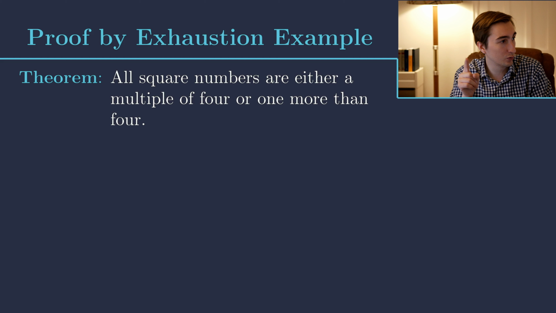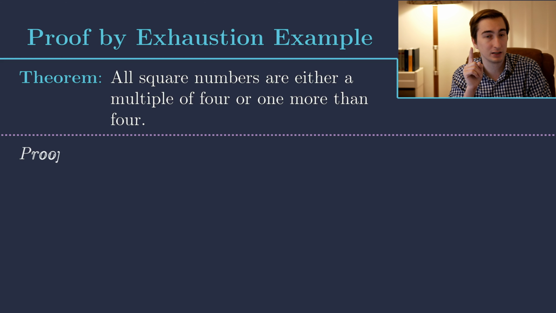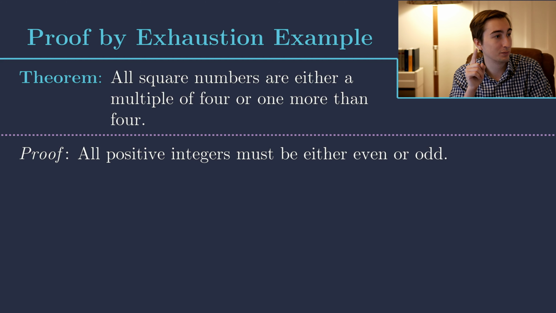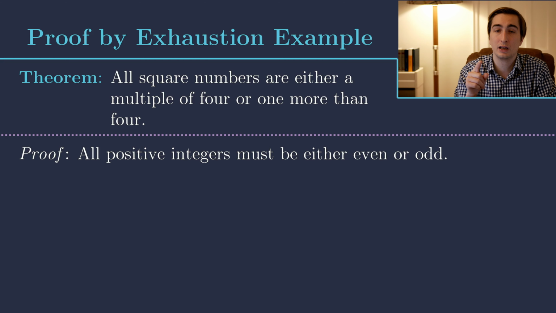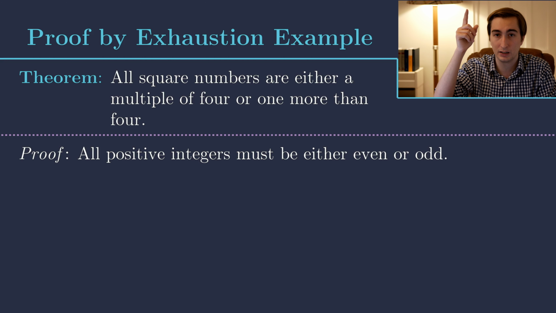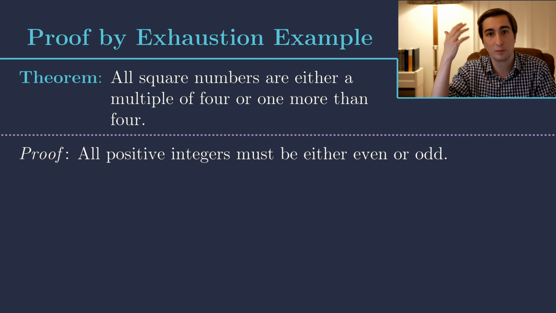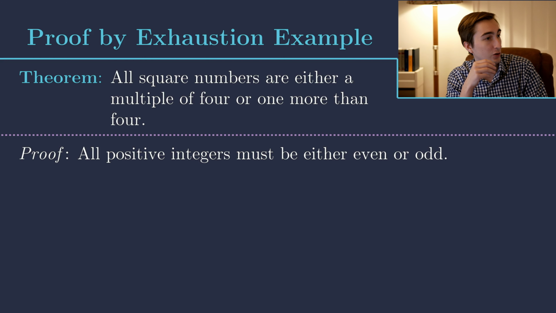Because we can do that, we can use a proof by exhaustion. All the positive integers must be either even or odd, so we can consider the case where it's even, square it and prove that it satisfies our condition, and the case where it's odd, square it and prove that it satisfies our condition. So let's look at the first case.